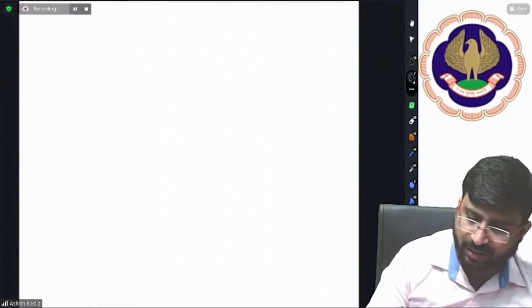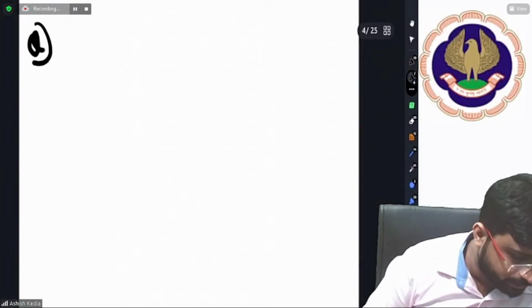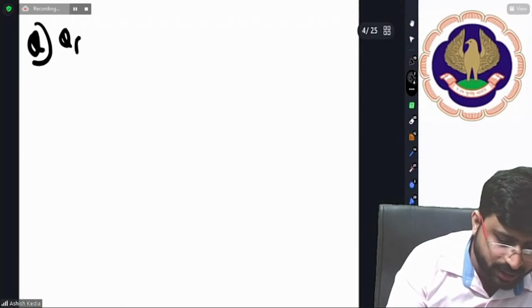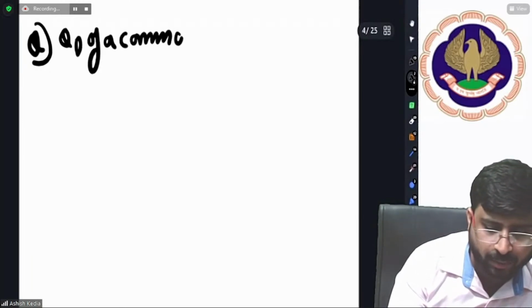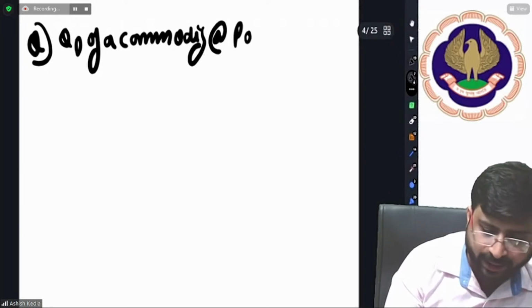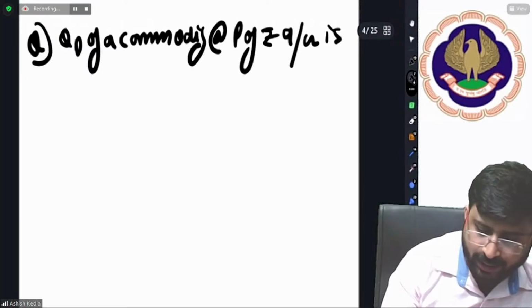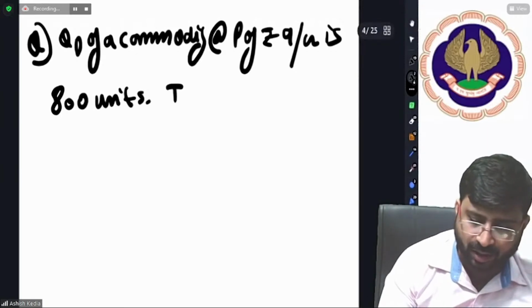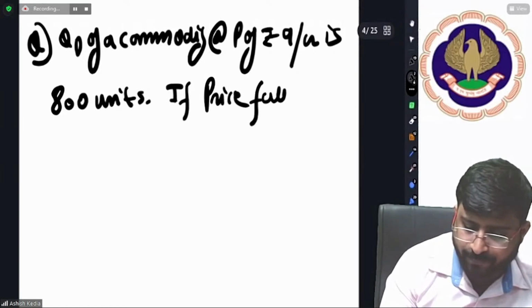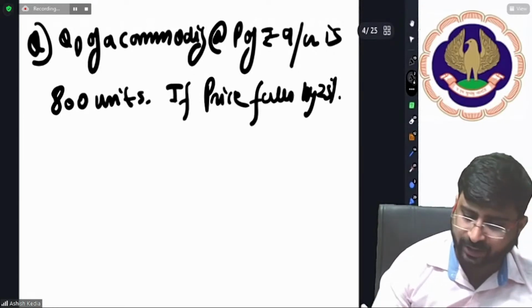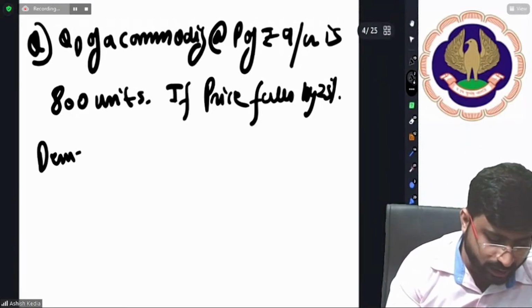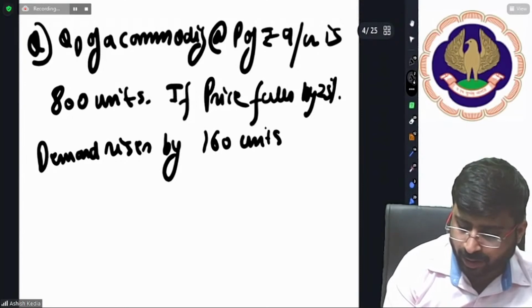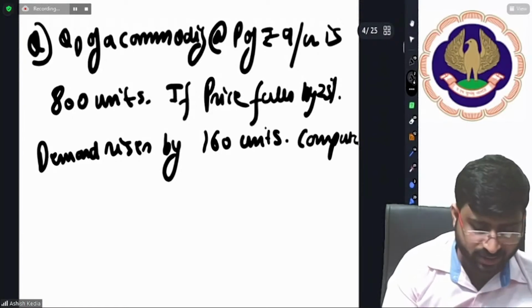So here is the question. Please note it down, everybody. The quantity demanded of a commodity at a price of rupees 9 per unit is 800 units. If price falls by 25%, demand rises by 160 units. Compute price elasticity of demand, EP.